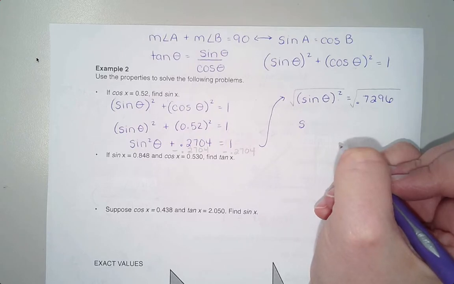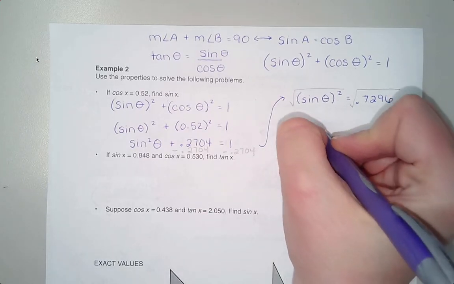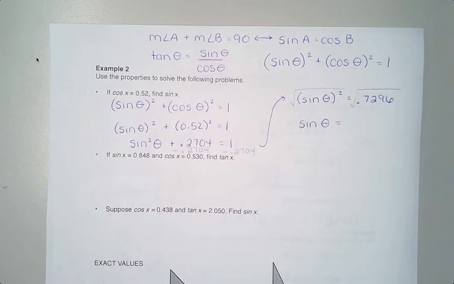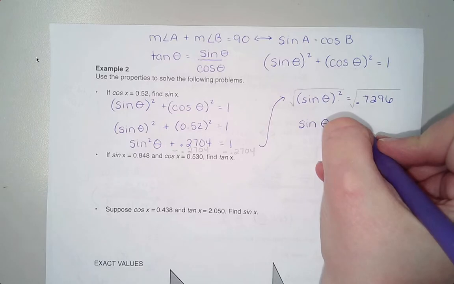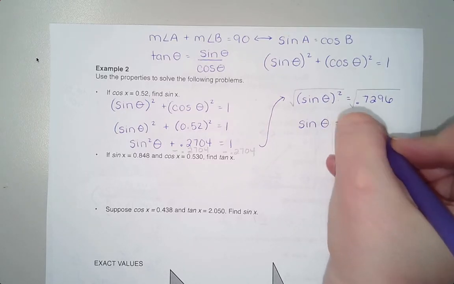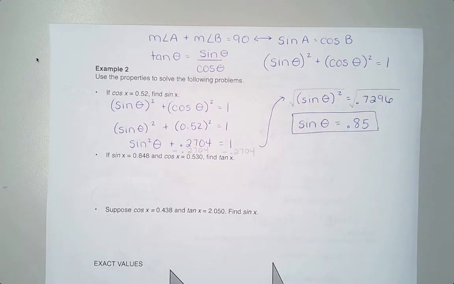Something went wrong here somewhere. Oh, I took the square root of the wrong number. So sorry. I need the square root of 0.7296. There we go, that's better. 0.8541 is what I ended up with. We'll just go 0.85. And there's your final answer.